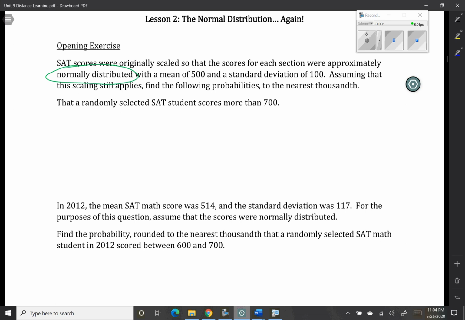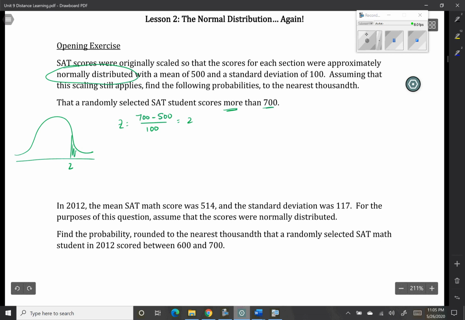If we are talking about a normal distribution, we want to figure out the z-score that represents 700. The value here is 700 minus the mean, 500, divided by the standard deviation of 100, so we are talking about a z-score of 2. We want to figure out more than that, so we want to go all the way up to a z-score of 10. The lower z-score in our normal CDF is 2, and the upper z-score we'll put in is 10.